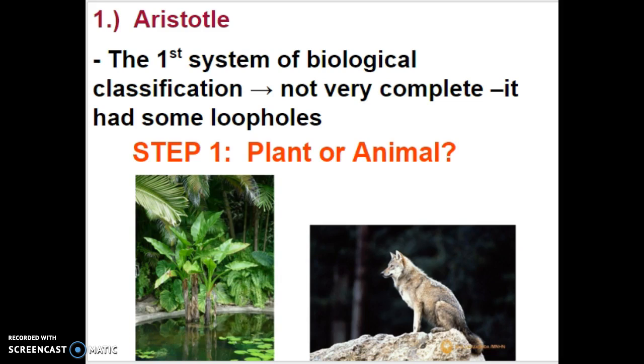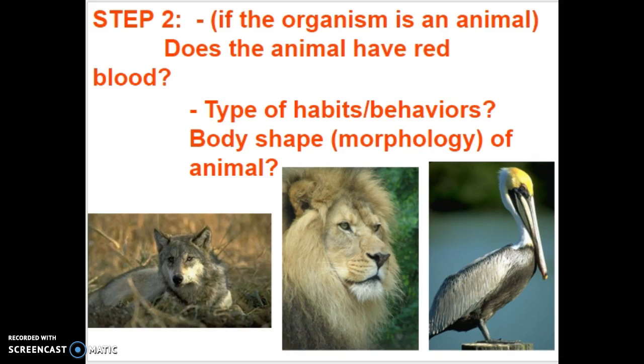Aristotle was a Greek philosopher mostly, not so much on the scientist side, but he did have enough background to understand that everything that was living around him in the general Mediterranean area was either a plant or an animal. So that was the first step that he would ask. If he would see some unidentified something that he didn't know what it was, his first step he would ask, is it a plant or an animal?